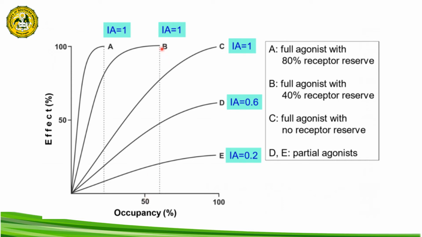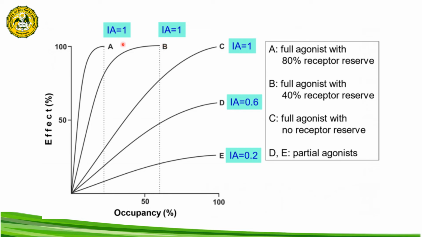achieving the maximum effect. For example, drug A was able to achieve its maximum effect, 100% effect, at this particular occupancy rate. This is about 25, probably 20% occupancy. The same is true for drug B. It was able to achieve its 100% maximum efficacy or intrinsic activity at this particular occupancy rate, meaning that it occupied about 60% of its receptors in order to achieve this maximum effect.